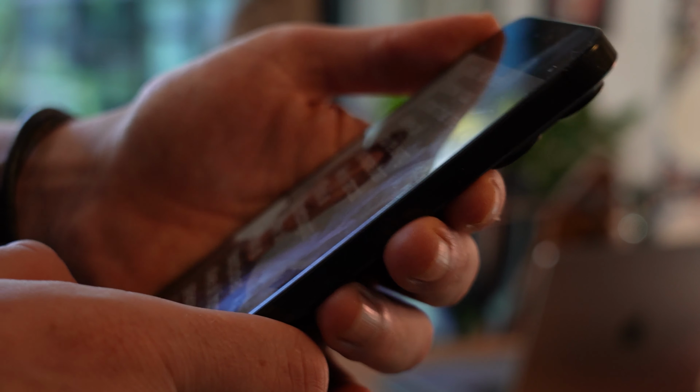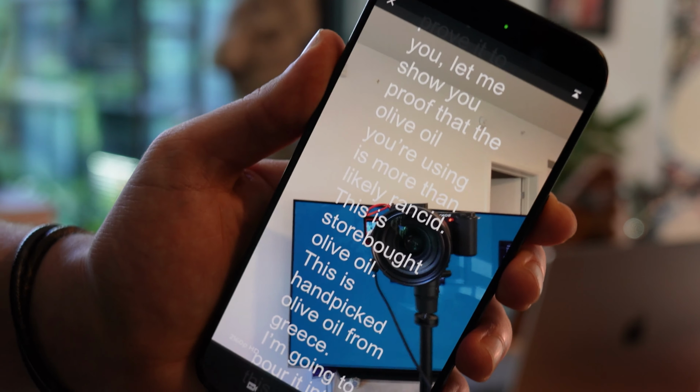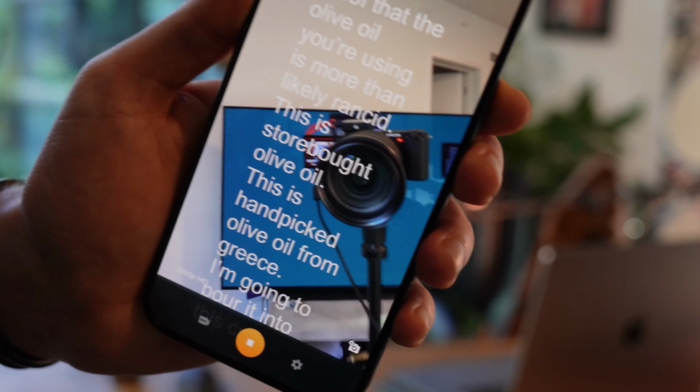See how it's moving as I read it? It's pretty cool stuff. So we're going to use this while we film because it makes it a whole lot easier. Let's head over to the kitchen, get this set up, and get started.